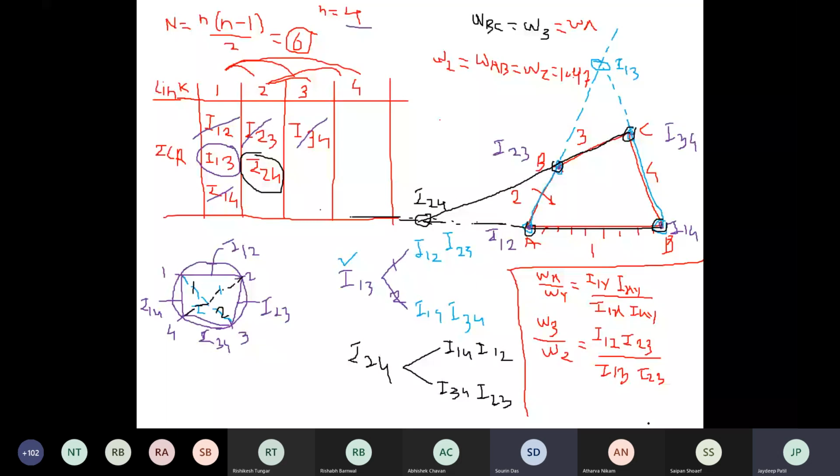Now put the values here. Omega 3 you have to find out. Now omega 2 is known, 10.47. Is equal to. Now this is a very important point. I12 I23. Now see in the configuration diagram. What is this I12 I23? I12 is here, correct? ICR. I12 is here, and where is I23? Here is I23. Correct?